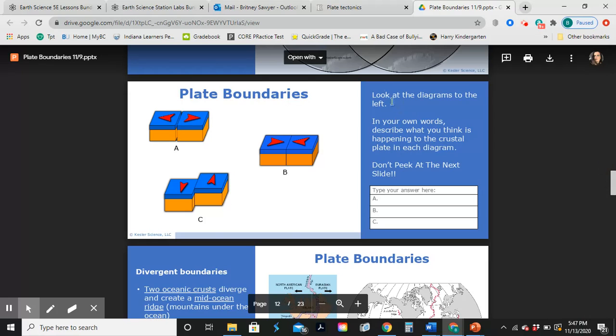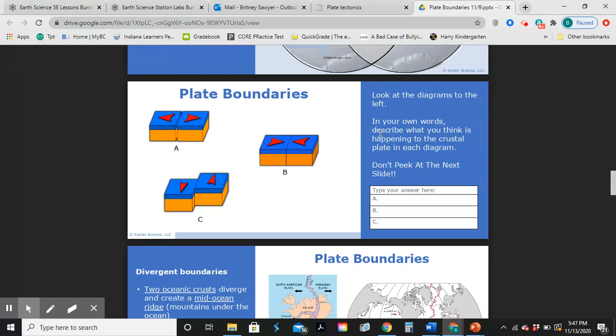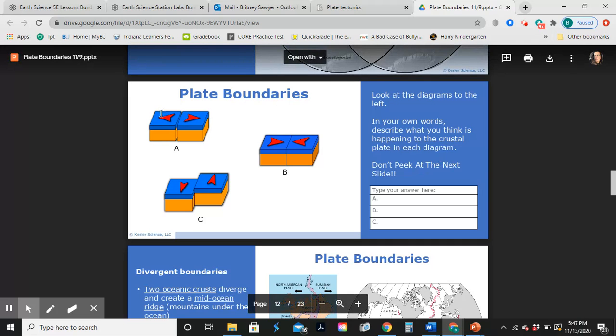Plate boundaries. Look at the diagrams to the left. In your own words, describe what you think is happening in the crustal plate in each diagram. Don't peek at the next slide. So, in A, tell me what you think is happening. B and C, same here.